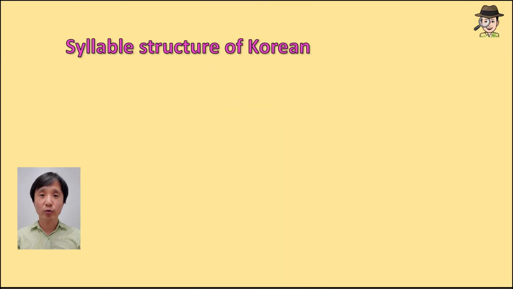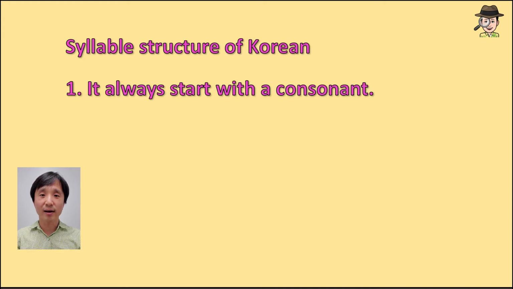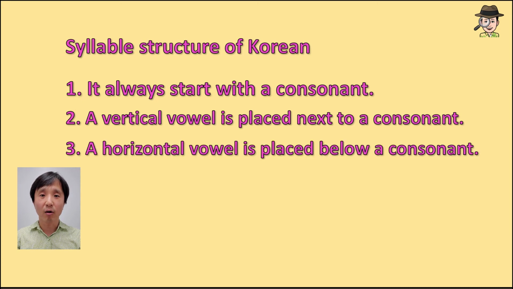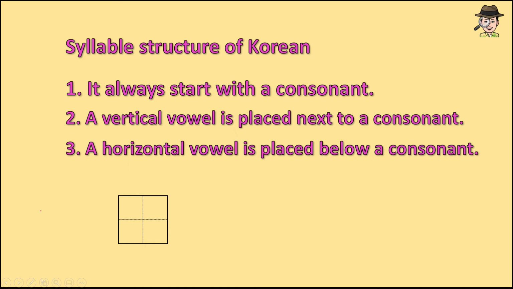There are 3 rules to remember. 1. It always starts with a consonant. 2. A vertical vowel is placed next to a consonant. 3. A horizontal vowel is placed below a consonant. For example, if you want to write a vowel ah, you can just write like this.